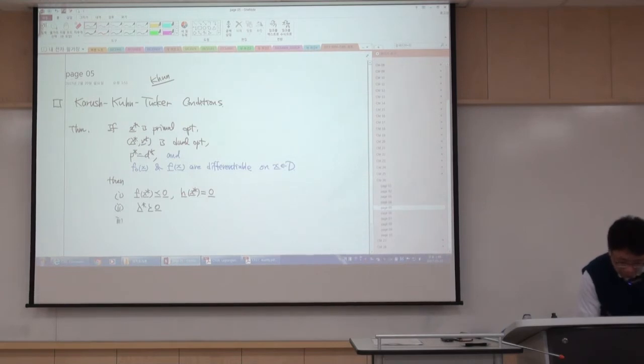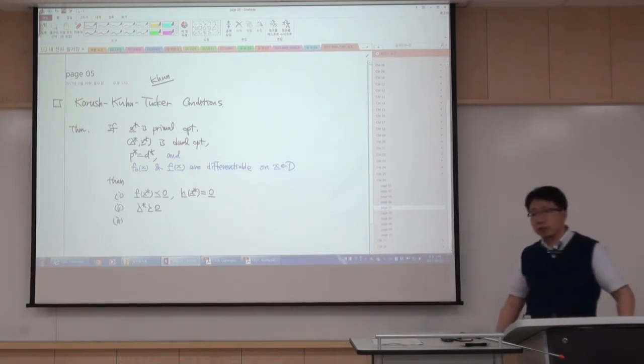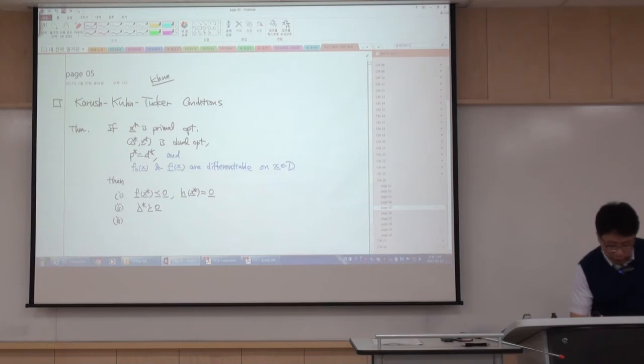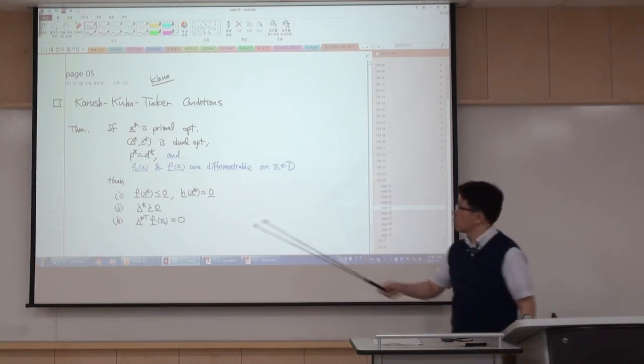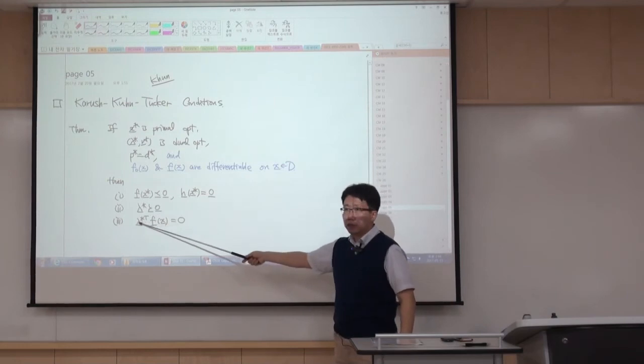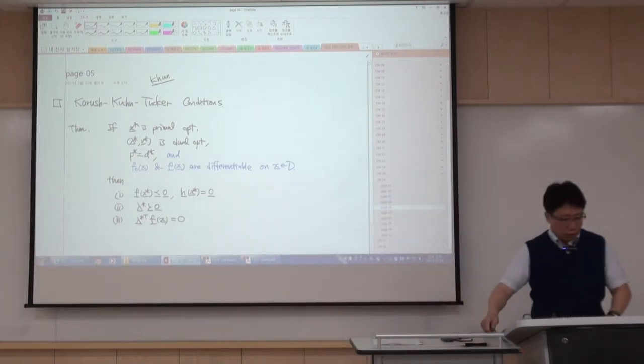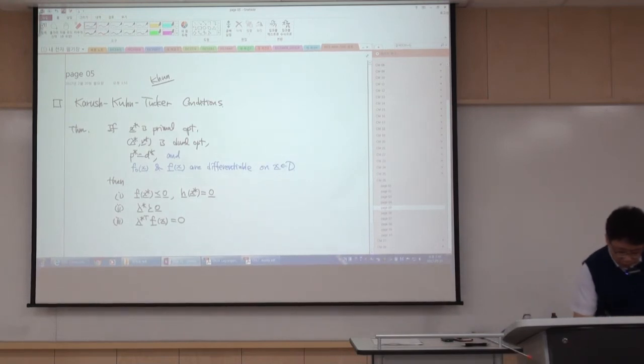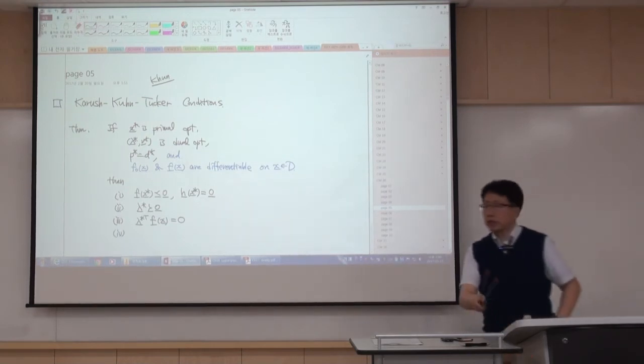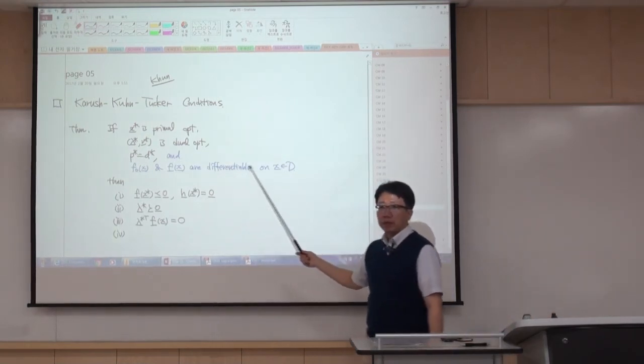What is the third one? The third one is the complementary slackness we've just seen. So lambda star transpose f of x star equals 0. Okay? Be careful. This is a scalar, right? Because this is the inner product of two same length vectors. And the fourth one is related to this differentiability.